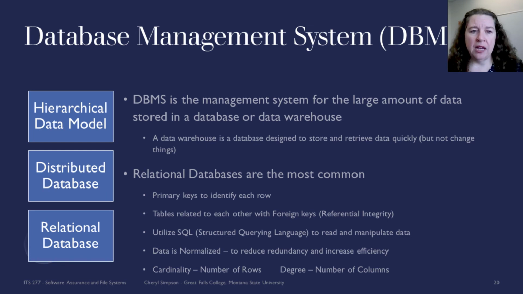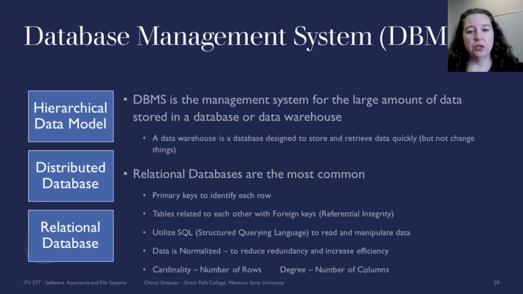There are multiple types of databases. There is a hierarchical data model, distributed databases, relational databases, graph databases, object-oriented databases, and so on. The most common database is a relational database, an RDBMS, a relational database management system. In a relational database, this is your SQL Server and your Oracle, Access, DB2, MySQL. All of these are relational databases. They use a primary key to identify each row in the database. There are tables, and the tables are related to each other with foreign keys.